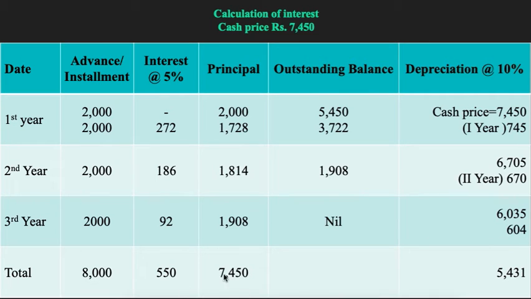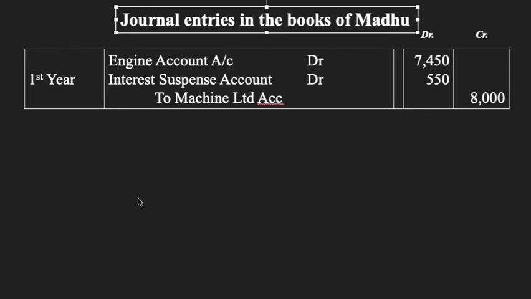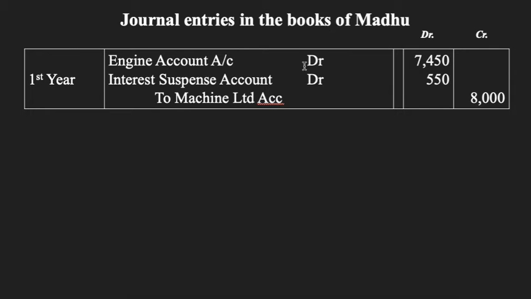Now if we talk about the first journal entry in the books of Madhu, it will be what? The engine account. Here you can take the cash price of the asset, 7450 rupees, that is the engine account. Debit how much? 7450 rupees. Debit interest account how much? 550 rupees. To machine account is how much? 8000 rupees. So we are going to pass the same journal entry in the books of Madhu for the first year.